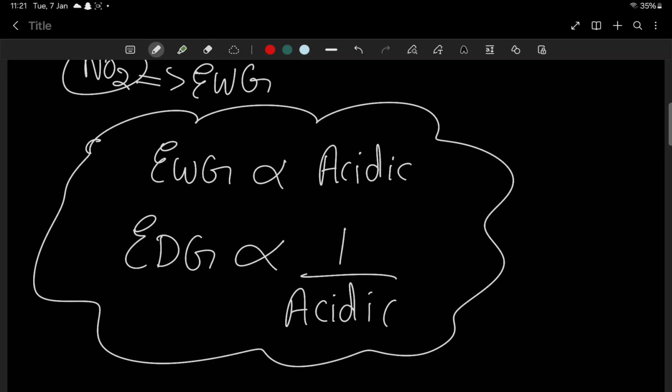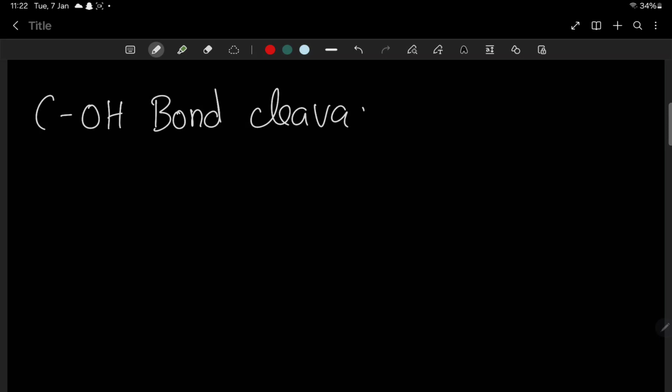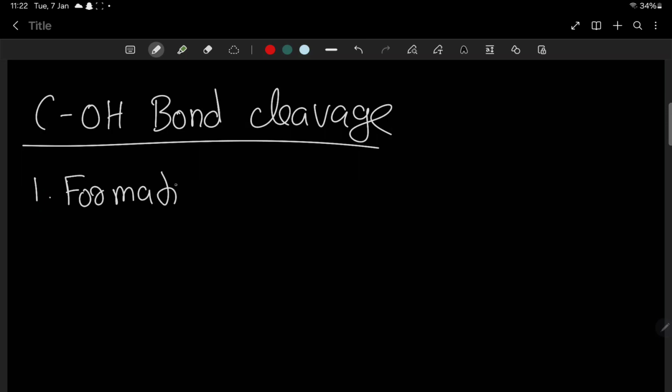Electron withdrawing group comes, acidic character increases. Electron donating group comes, acidic character decreases. That's it. Now, the O-H bond cleavage reaction is only one, that is acidic character. Now the C-OH bond cleavage, that is formation of acid derivatives, that is formation of anhydride.